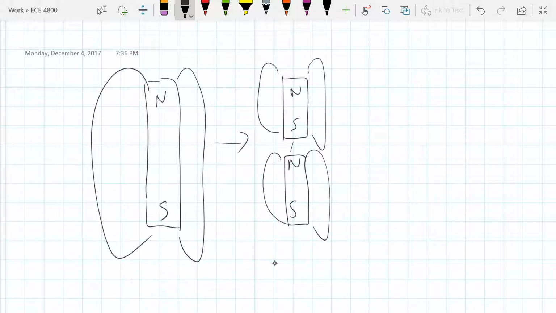What would happen if it was a spherical, like a ball magnet?